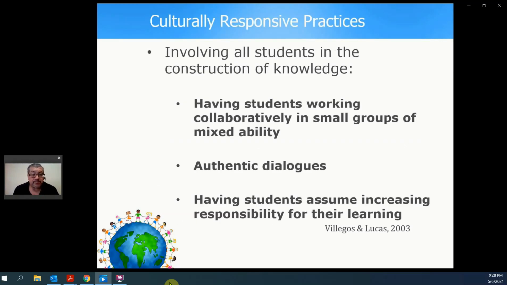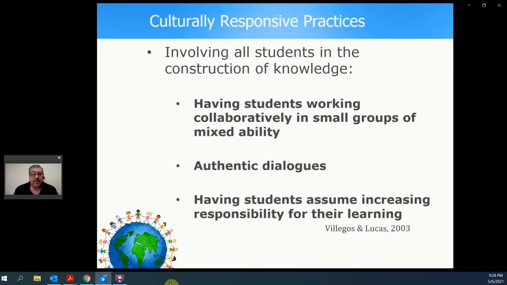Culturally responsive practices: involving all students in the construction of knowledge, having students work collaboratively in small groups of mixed ability, authentic dialogues, and having students assume increased responsibility for their learning. This is from Villegas and Lucas, 2003, Preparing Culturally Responsive Teachers, Rethinking the Curriculum. And it's important to really have the mixed ability, I think. Students learn best from peers. They learn that they regulate themselves, peer regulation, restorative justice, and they also teach each other very effectively.